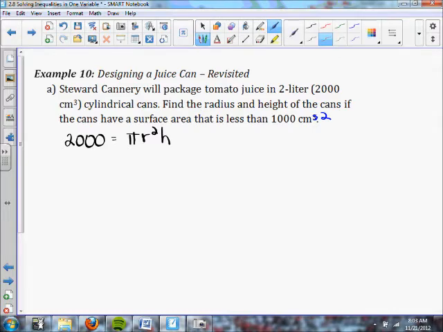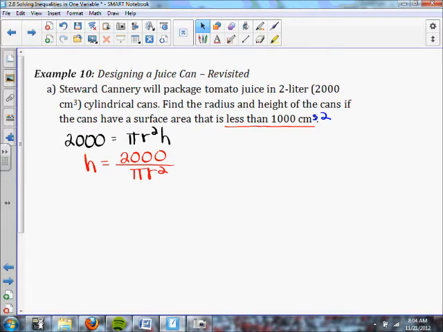Now our surface area says less than 1,000 square centimeters, right? Well, first let's solve for h here. H will be 2,000 divided by pi r squared, correct? And then we're doing this.